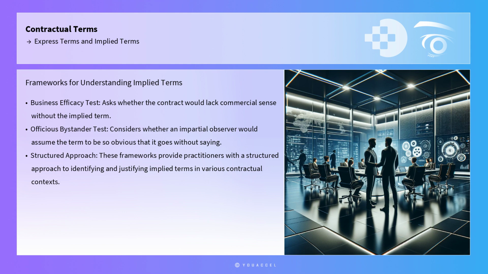Another tool is the officious bystander test, which considers whether an impartial observer would assume the term to be so obvious that it goes without saying. These frameworks provide practitioners with a structured approach to identifying and justifying implied terms in various contractual contexts.